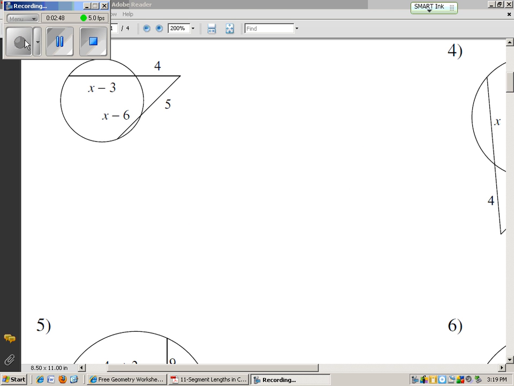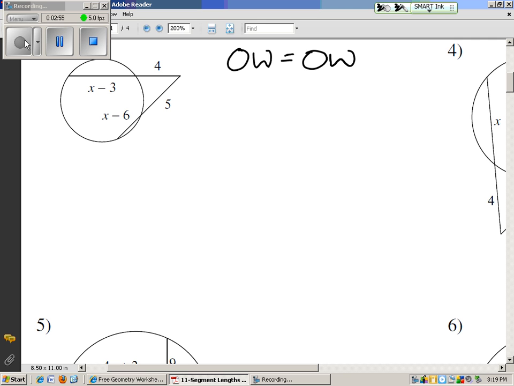The next problem I'm going to do is number 3. And so we're going to once again, because these are both secants, use OW. So outside times whole equals outside times whole. So the outside of the upper secant is equal to 4. And the whole upper secant is going to be 4 plus x minus 3.